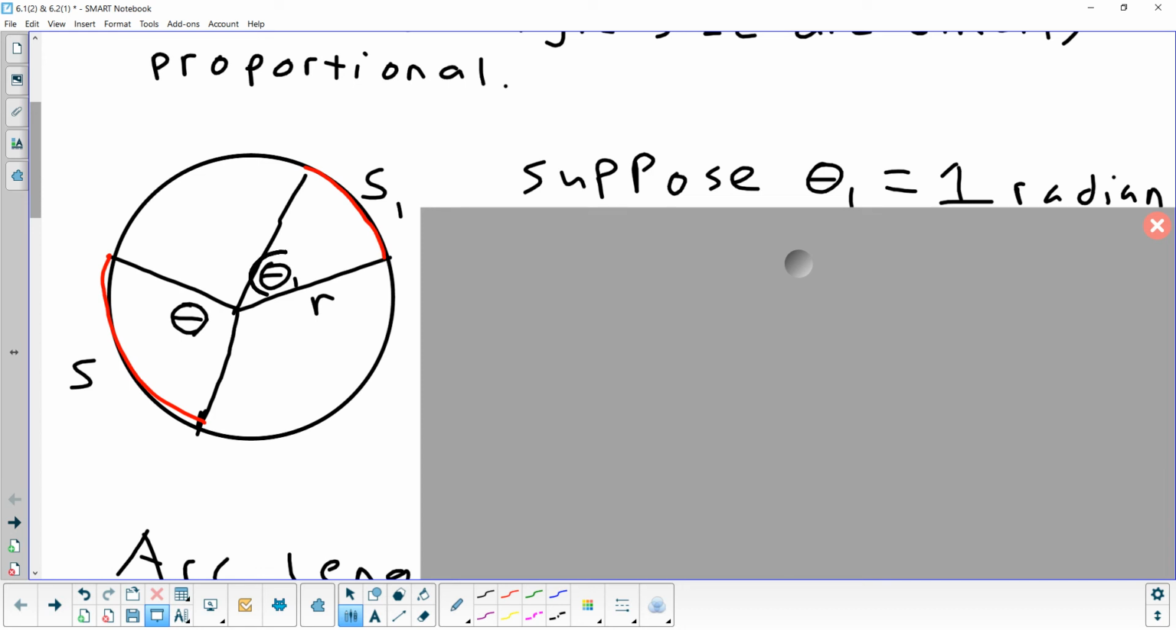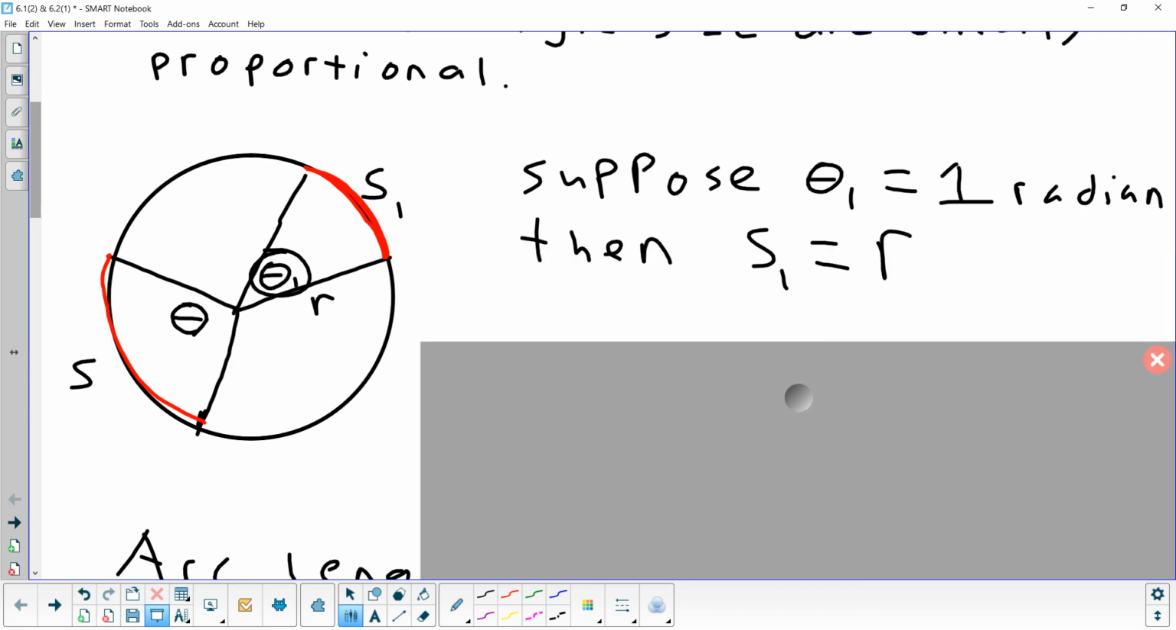If this angle right there is 1 radian, then it automatically makes this arc a certain size. Does anybody remember what we said about that? If that angle is 1 radian, then that arc is the same as something else. Yep? The radius. There's our connection. If that angle is 1 radian, then the arc is automatically equal to the radius. So this is like having your 1 foot, 12 inches.